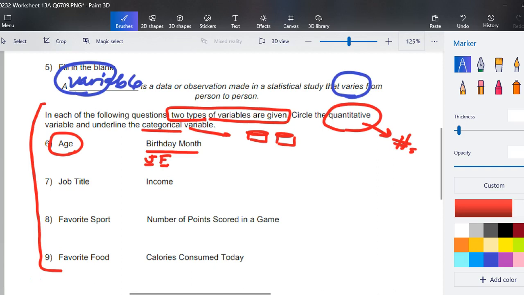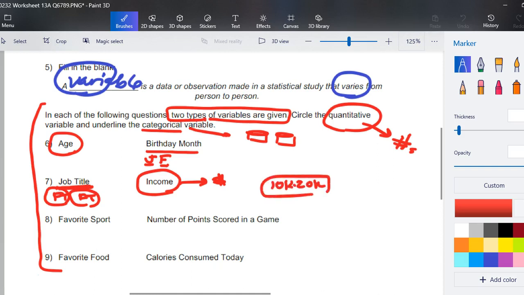Job title compared to income. Job title, like at our school, we have part-time and we have full-time. Those are buckets. We're either one or the other. So job title can be categorical, whereas income is a number, it's a value, and that can be quantitative. But notice or remember, they did use the word may. So we can take, like we did on age, we can take income and say anyone earning 10,000 to 20,000 goes in this bucket, and then group it in another bucket, but I don't think that's the spirit of what we're doing on this one.